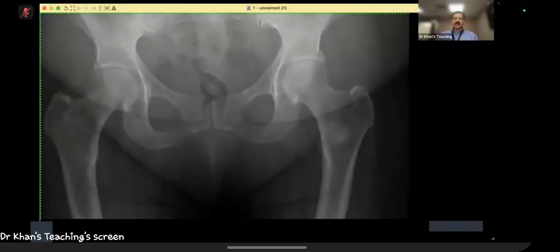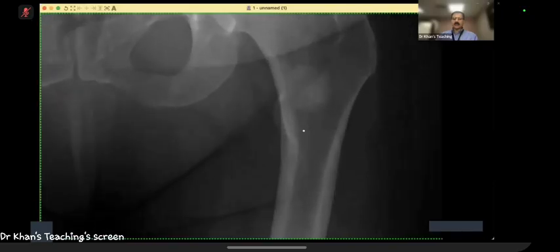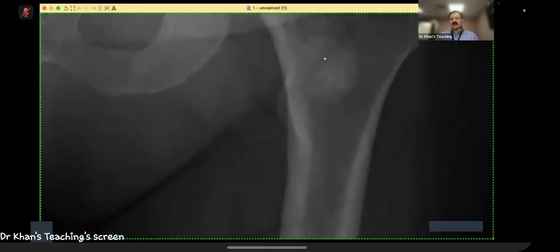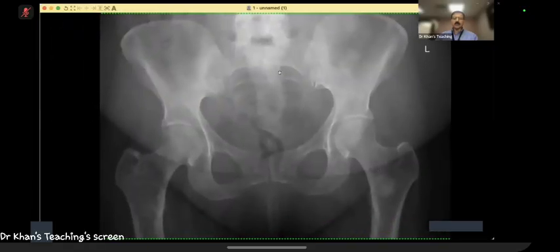Now, as far as our bone island is concerned, just see how classical it is. It has a dense, brush-like margin, and it fades at the margin and merges with the adjacent trabeculae. So these are two different cases, two different pathologies, just for discussion. Okay, let's go to the next case.